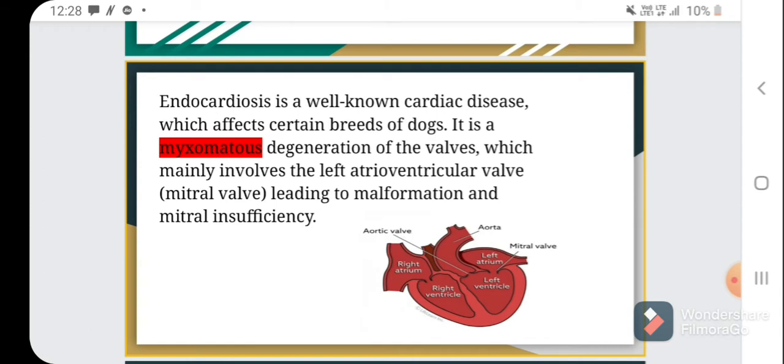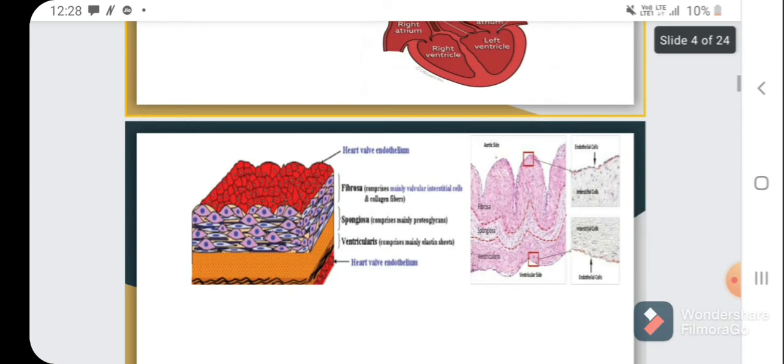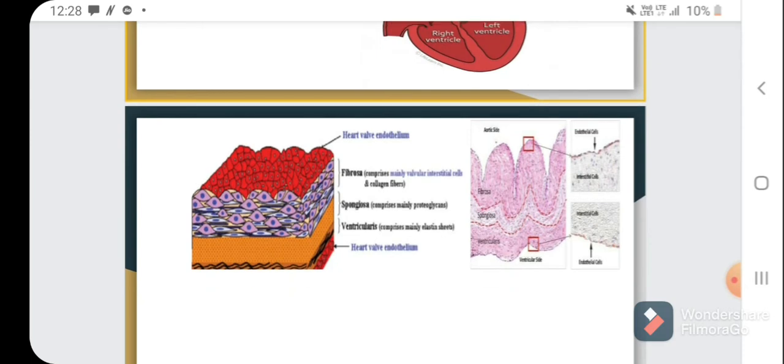Okay, but if we talk about facts, then 60% of affected dogs have only the mitral valve affected, while 30% have lesions in both the tricuspid and mitral valve, while only 10% have only tricuspid valve disease. But before going further and before discussing what this scary term myxomatous degeneration is, I would like to discuss the layers of the valve. It is very important to know the basics.